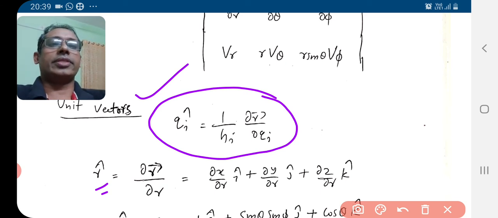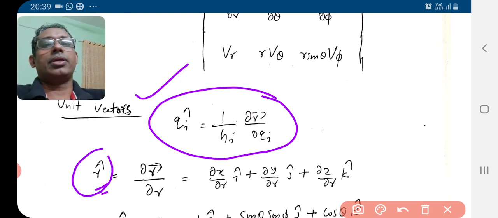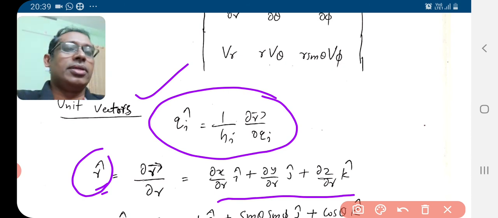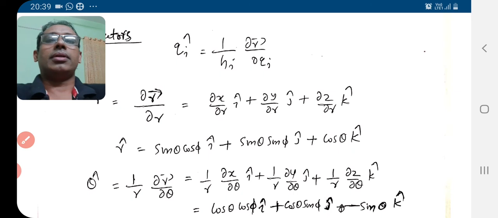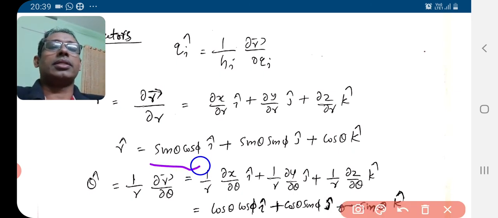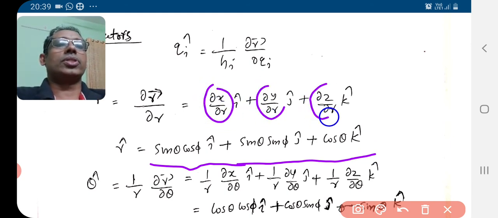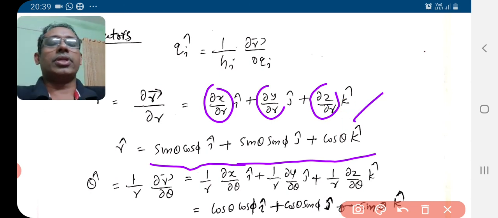Okay, we know this is the expression 1/hi ∂r/∂qi. So when we find unit vector r, this will be ∂r/∂r, that is given by ∂x/∂r i, ∂y/∂r j, ∂z/∂r k. This is sin θ cos φ i, sin θ sin φ j, cos θ k. So simply we take ∂x/∂r, ∂y/∂r, ∂z/∂r, we substitute here. Okay, we will be getting the unit vector r.